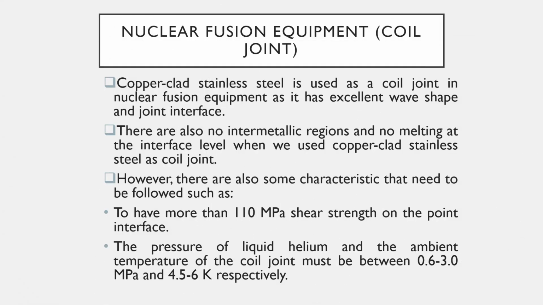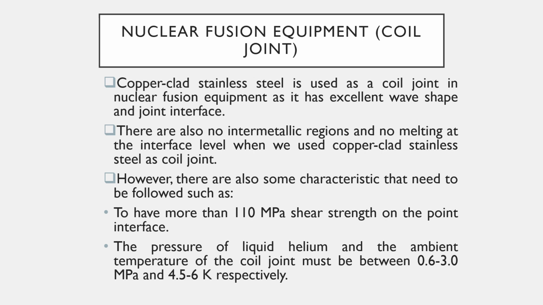The second example is nuclear fusion equipment, which is the coil joint. Copper-clad stainless steel is used as a coil joint in nuclear fusion equipment as it has excellent wave shape and joint interface. There are also no intermetallic regions and no melting at the interface level when we use copper-clad stainless steel as a coil joint.